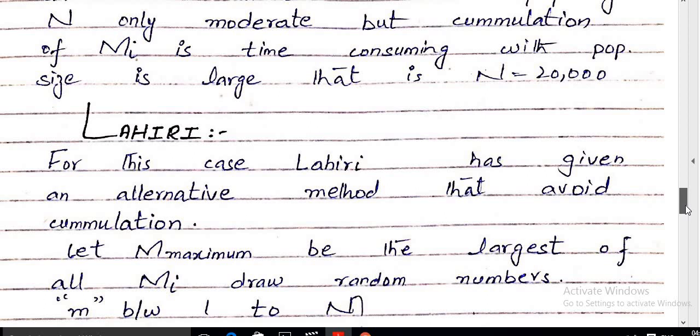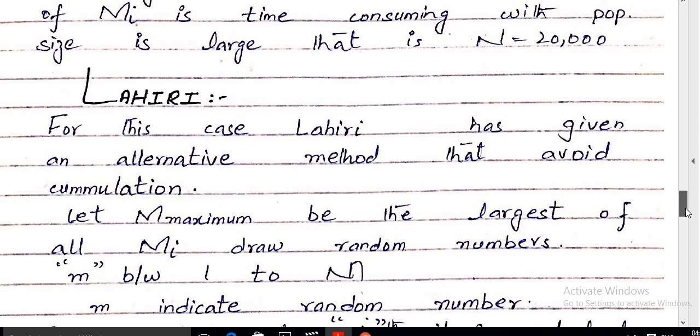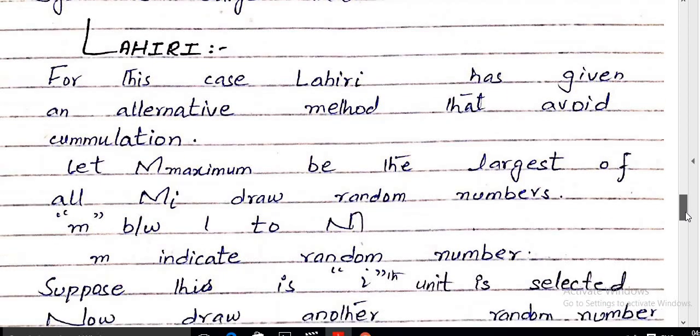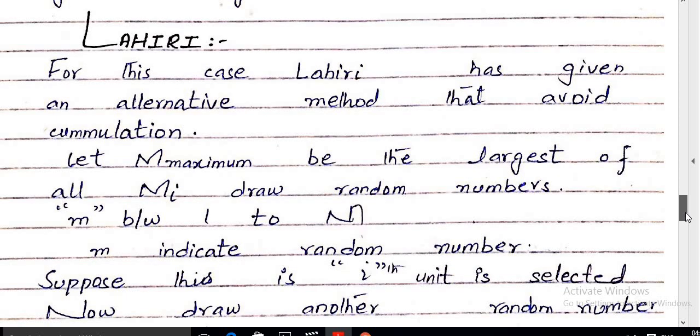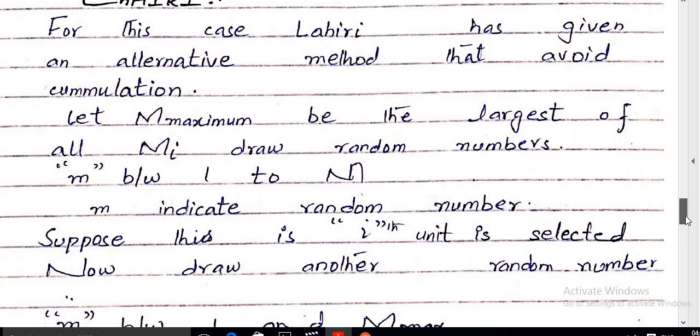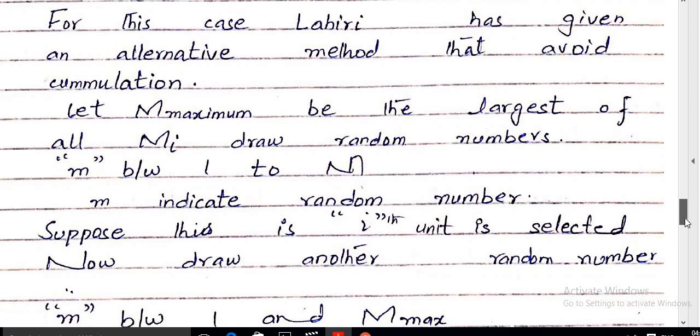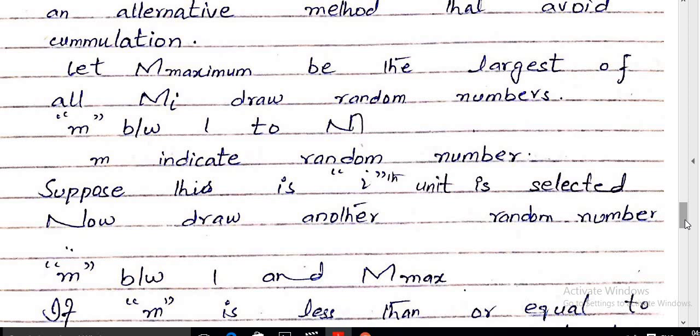Lahiri's method. For this case, Lahiri has given an alternative method that avoids accumulations. Let M maximum be the largest of all Mi. Draw a random number between 1 and capital N. Suppose that the ith unit is selected.